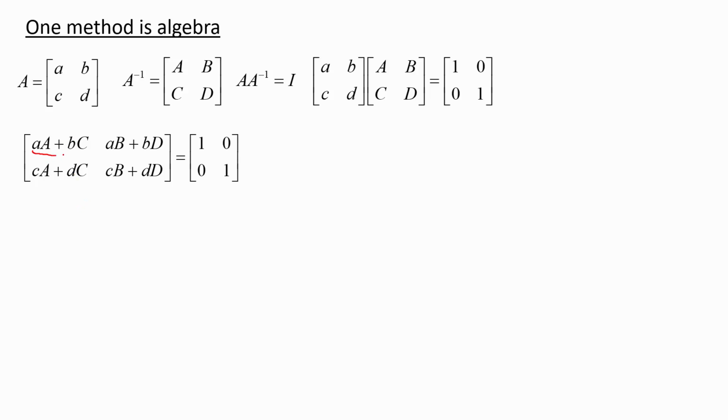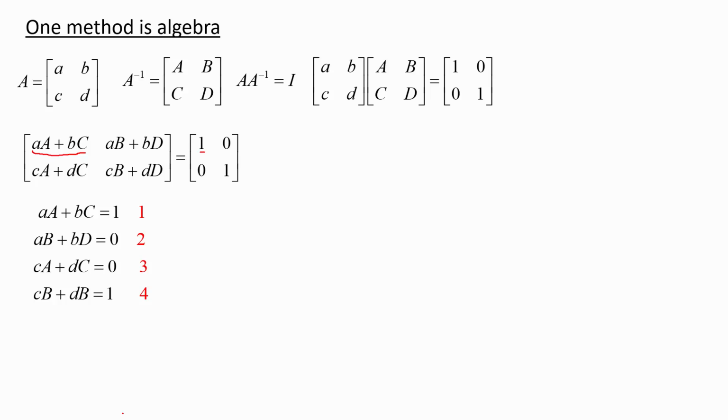And from that, we can compare the elements that are in the same position. For example, little a times A plus little b times C has to equal 1 because they are in the same position, and little a times B plus little b times D has to equal 0, and so on. And we obtain 4 equations involving those unknown values A, B, C and D. Now, is there a way of working out the values capital A, capital B, capital C, capital D in terms of the lowercase values a, b, c and d that we are given?